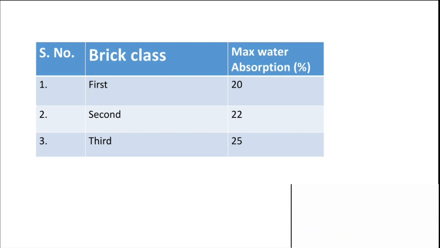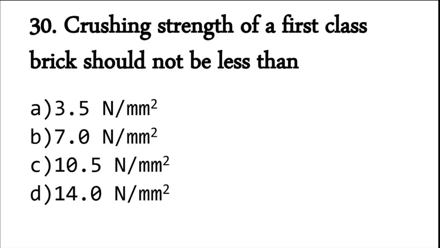So in case of second and third class bricks, the water absorption should not be greater than 22% for second class and 25% for third class. Okay, next is crushing strength of first class brick should not be less than 10.5 newton per millimeter square. So you should also know the first class, second class and third class bricks and their crushing strength.